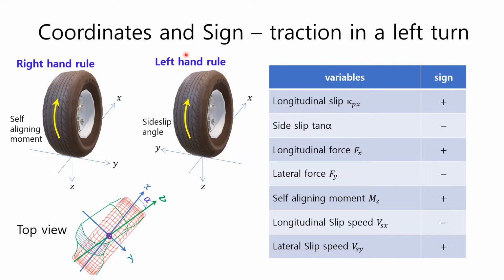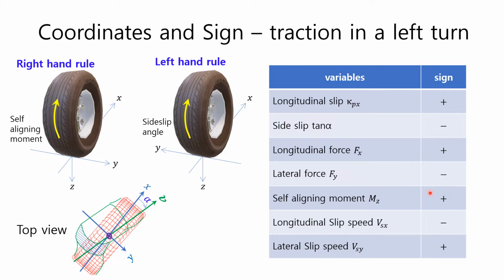Finally, let's look at the coordinate and the sign convention on traction in a left turn. Longitudinal slip kappa px has a plus sign for traction. Side slip tangent alpha has minus sign because the steering angle has plus sign for a left turn, depending on the left-hand rule. Longitudinal force Fx has plus sign for traction. Lateral force Fy has minus sign for a left turn.